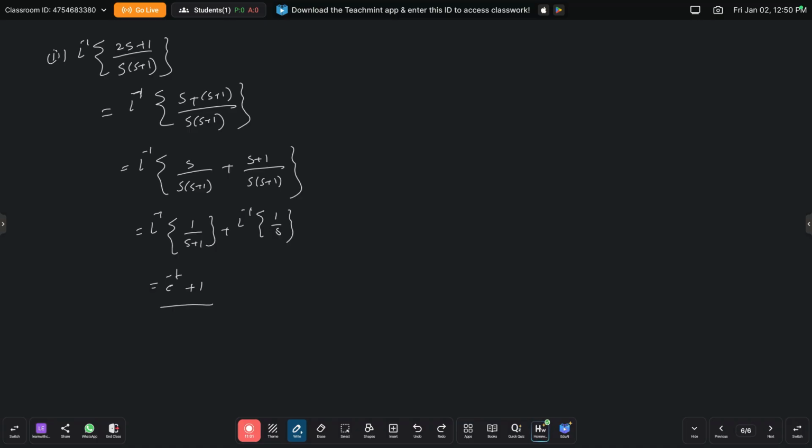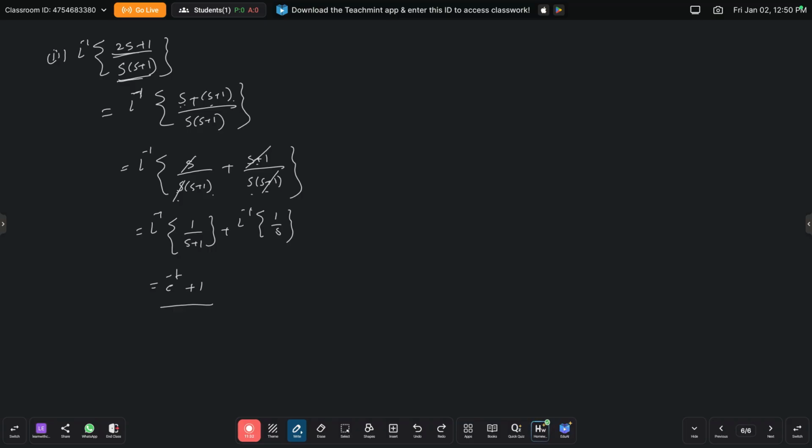Next problem, L inverse of 2s plus 1 by s into s plus 1. Now, 2s plus 1 by s into s plus 1. This 2s plus 1, what am I writing? s plus s plus 1. As per the denominator, I am writing s by s into s plus 1 plus s plus 1 by s into s plus 1. These two are cancelled here.